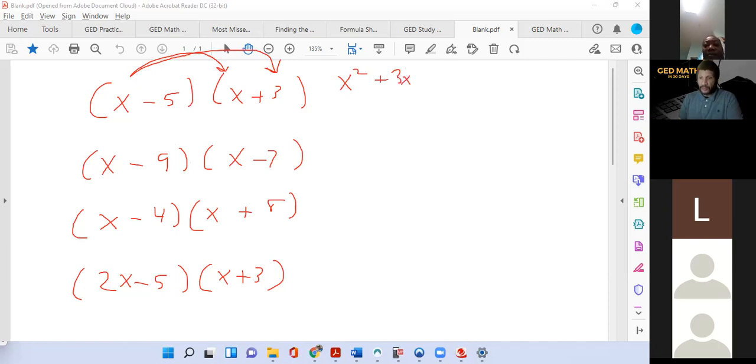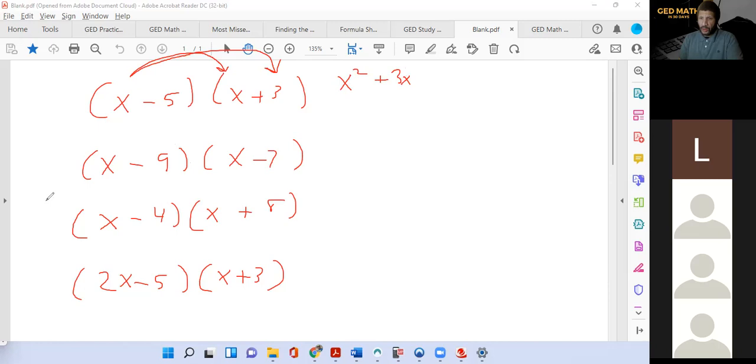So what did she get? Plus 3x. Then what are we doing next? You're multiplying negative 5 by x and 3. Minus 5 times x. What's minus 5 times x? Negative 5x. Negative 5x. And then last but not least, what's our last step? Negative 5 times positive 3, which will be negative 15.